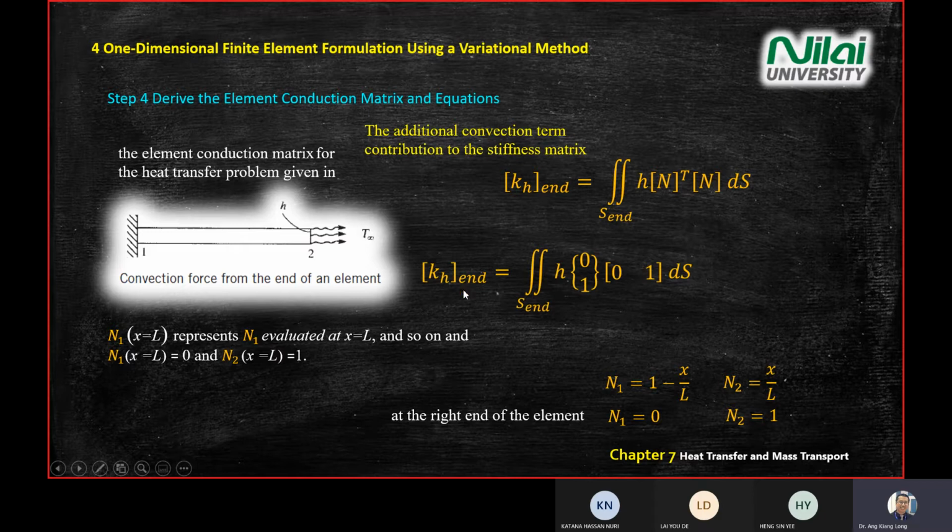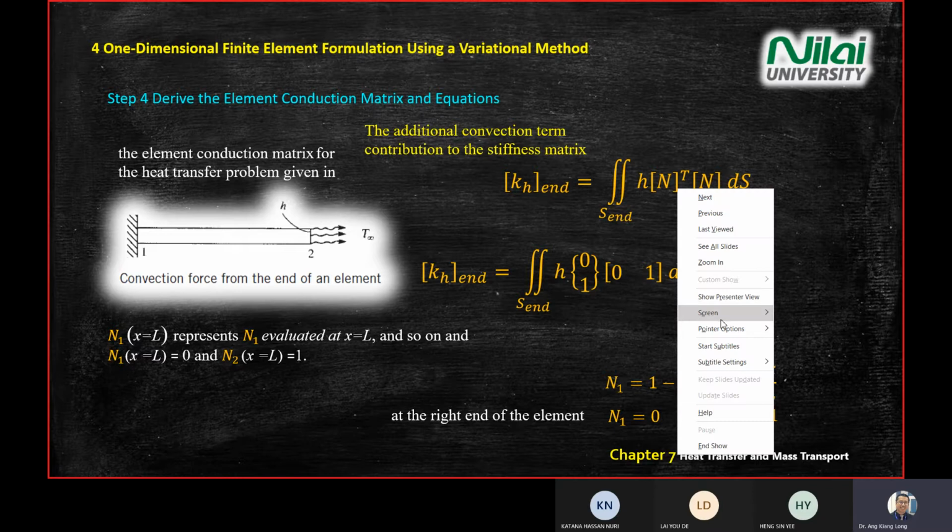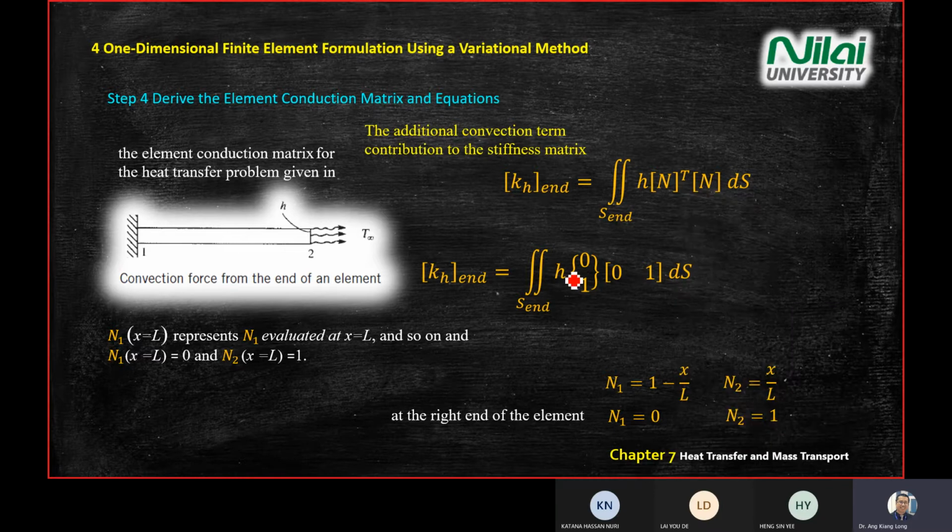So you write K_hN, we are looking at the process at the end here, equal to the integration of your h, your N transpose, you write as [0, 1], times the N, which is [0, 1], dS. So this is the matrix idea. Sorry, I should be using a bracket rather than the curly. It is a typo error over here. Just take note, I should not use curly because curly bracket means something else. It should be bracket. Sorry for the typo error.